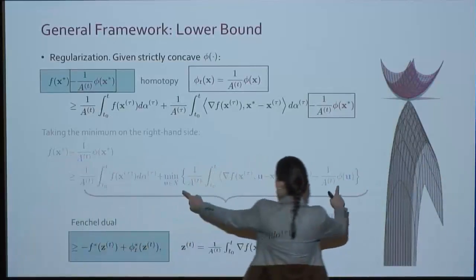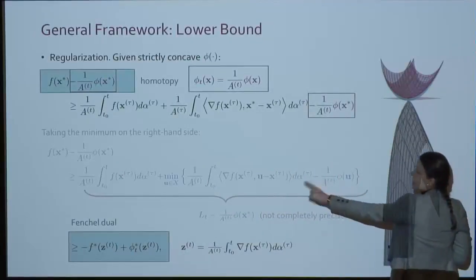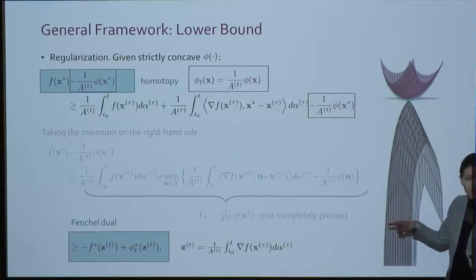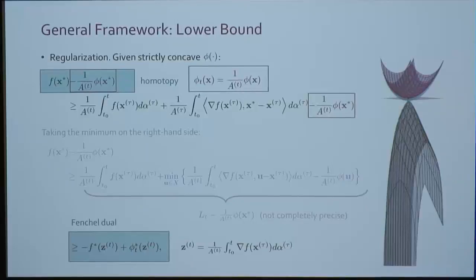I see. This minimization, so this is phi t. Okay, now I get it. This will exactly give you phi minus phi t star. It's because it's not equal. Yeah. And then for the other part, you just use first order optimality. Okay. Yes.